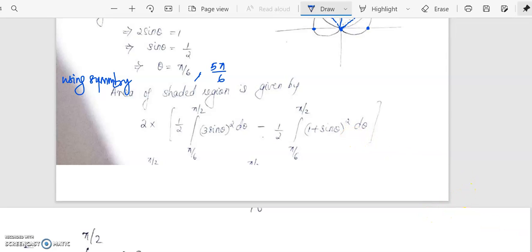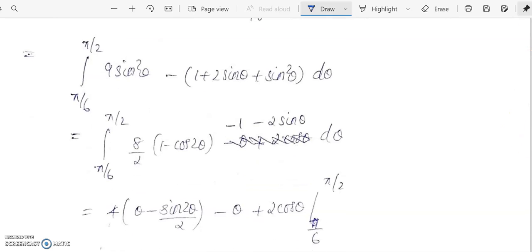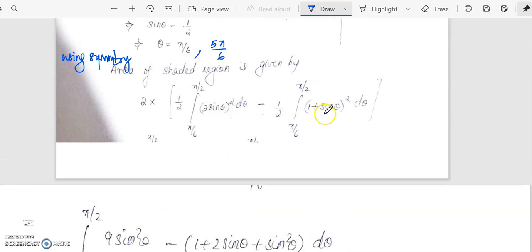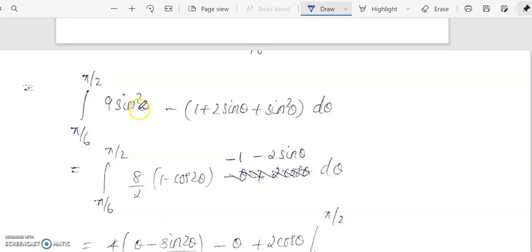So when you simplify, we will get integral pi by 6 to pi by 2, the 2 cancels out, and we can combine the 2 integrands. So we will get 9 sin square theta, and expanding the other, we get 1 plus 2 sin theta plus sin square theta. So subtracting both, we will get 8 sin square theta minus 1 minus 2 sin theta. Now sin square theta can be written as (1 plus cos 2 theta) by 2, d theta.